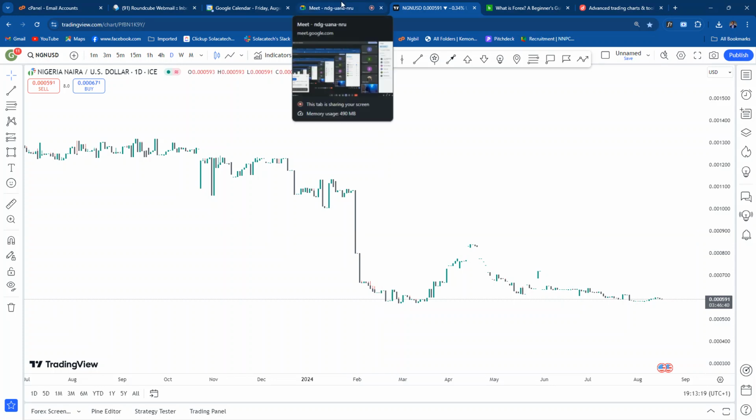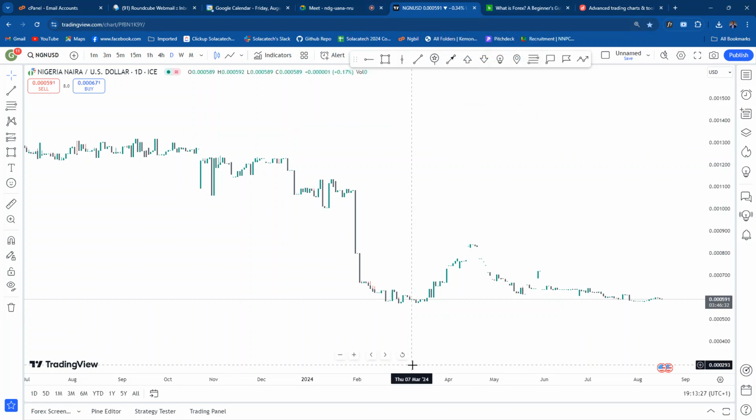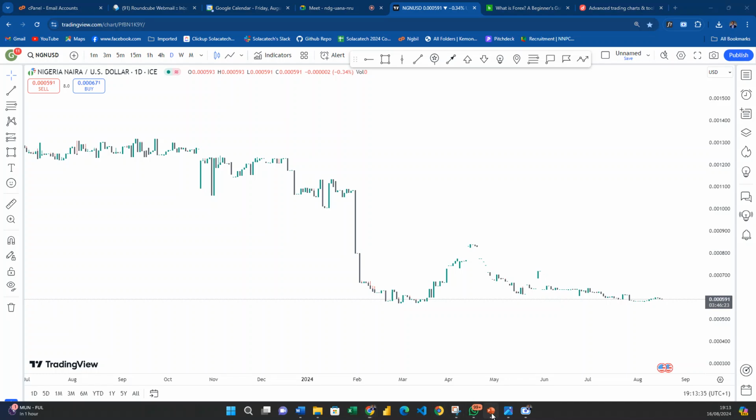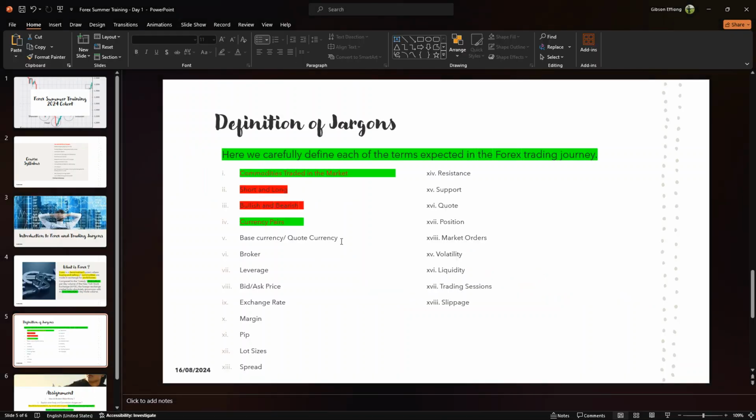Okay, so moving on, we've talked about major currency pairs, we've talked about the minor, and we've talked about exotic. Let's move on to the next terminology. Please, if you don't understand, cut me short, because it's your right to understand everything that is being said here. Okay, so we move to base currency and quote currency.